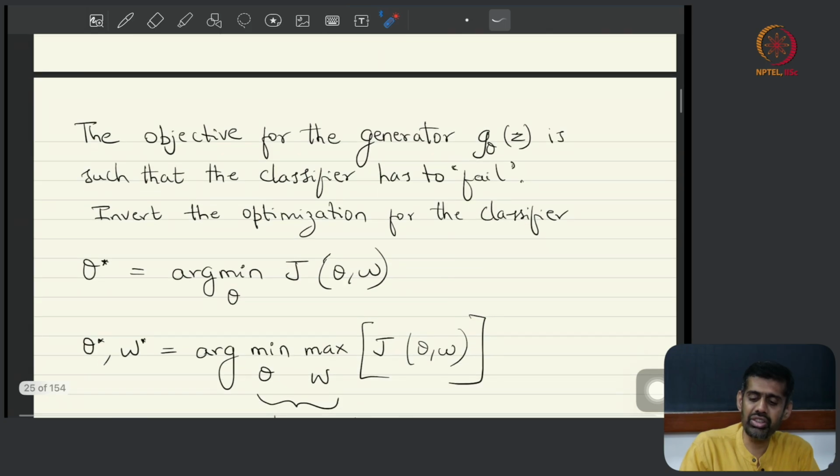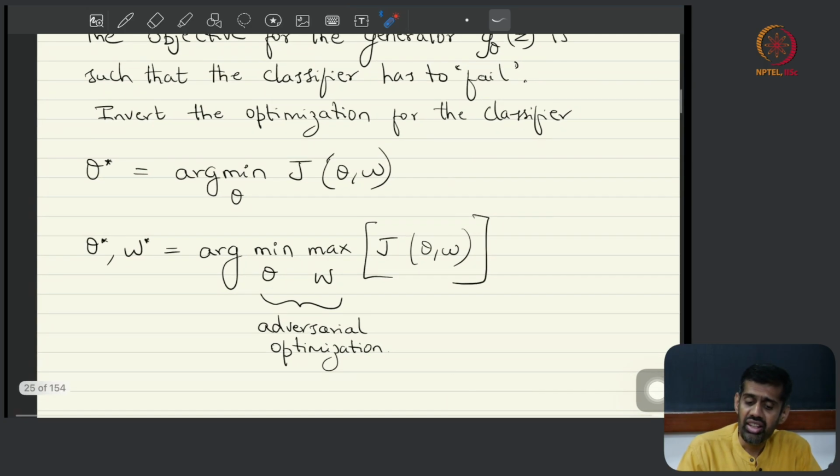What should the sampler do now? The objective for the sampler or the generator is such that the classifier has to fail, isn't it? So the theta parameters of the sampler have to be tweaked in such a way that the classifier fails. What do you mean by a particular objective function failing? Now if there is an objective function and an optimizer that is trying to maximize that objective function, just reverse the objective of that, and that is the failure mode of it, right.